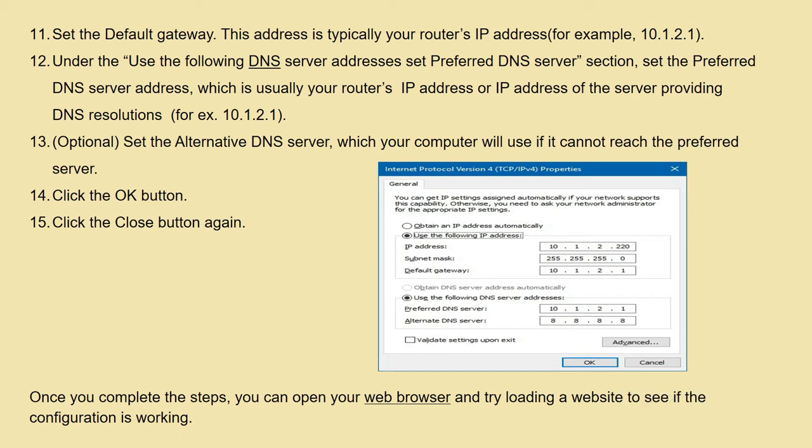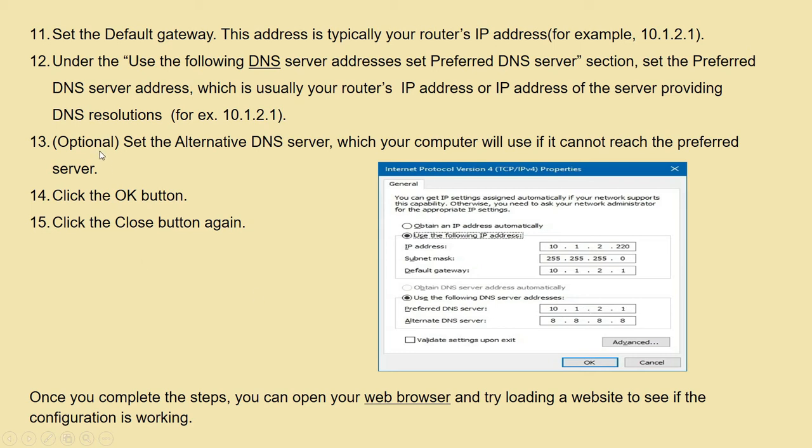Set the default gateway. The address is typically your router IP address, for example 10.1.2.1. Now under the use the following DNS server addresses, set the preferred DNS server. Set the preferred DNS server address, which is usually your router IP address or the IP address of the server providing DNS resolution, for example 10.1.2.1. So the preferred address is there.